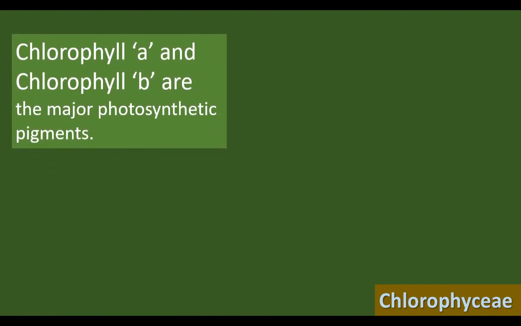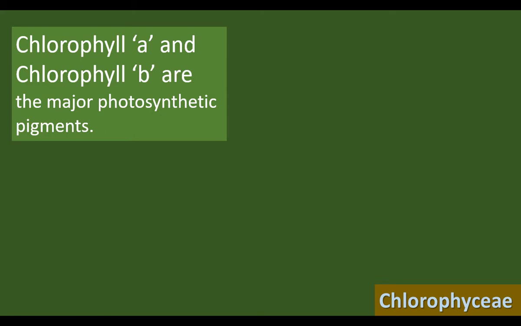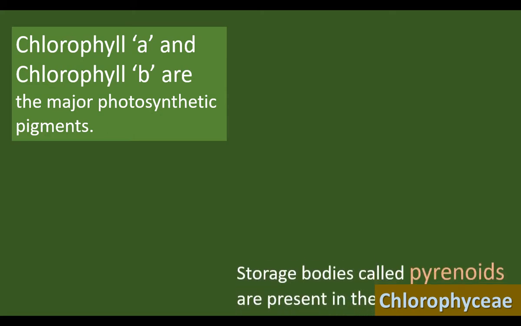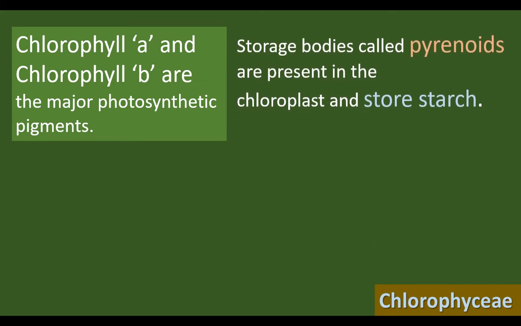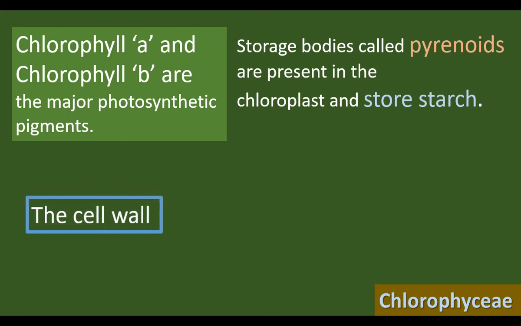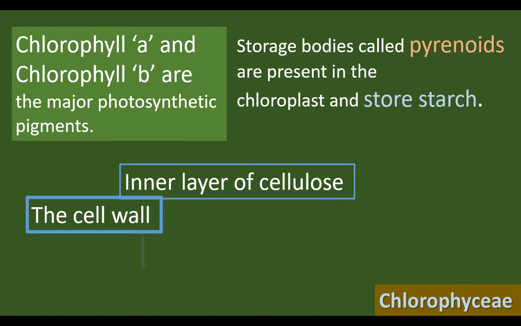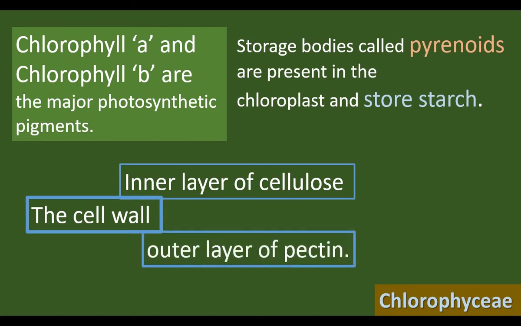Chlorophyll a and chlorophyll b are the major photosynthetic pigments. Storage bodies called pyrenoids are present in the chloroplast. These pyrenoids store starch. Members of Chlorophyceae store starch. This starch is not stored in other class members. This is due to the presence of pyrenoids. The cell wall has two layers. The inner layer of cellulose and the outer layer of pectin form the cell wall.